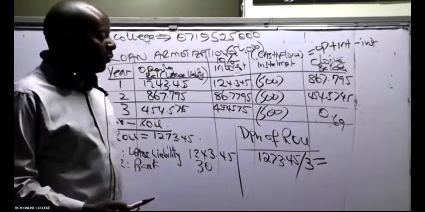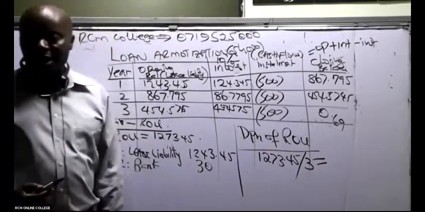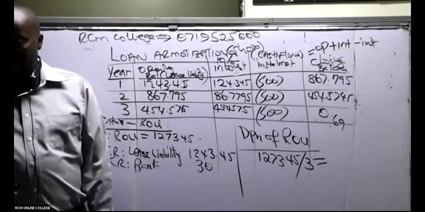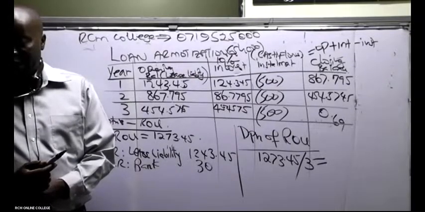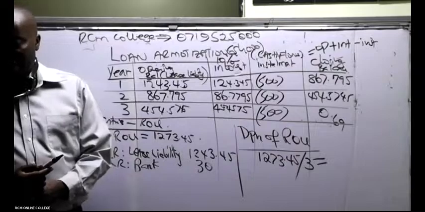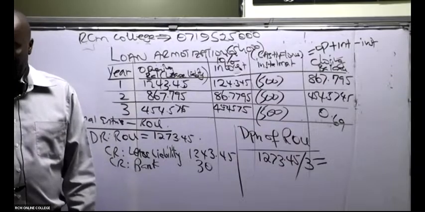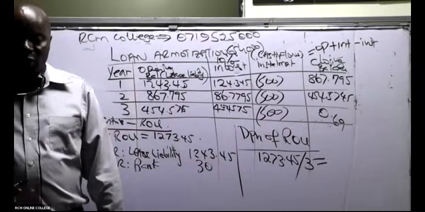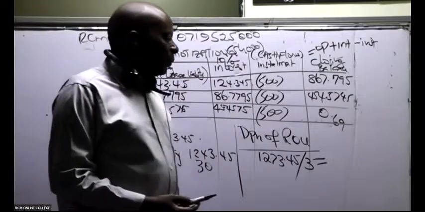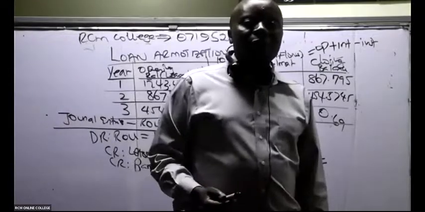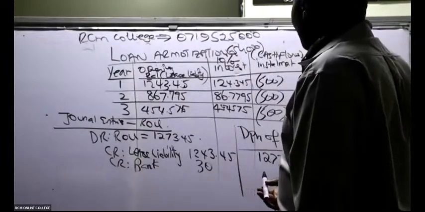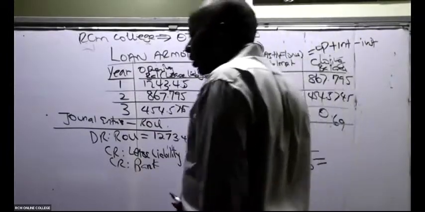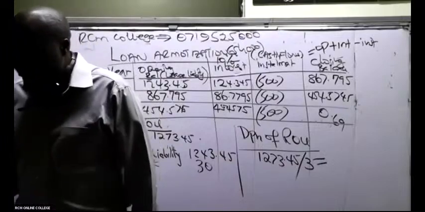So 1273.45 divided by 3. What are we getting here? Can you give me this in 2 decimal places? So depreciation of right of use, divided by 3.